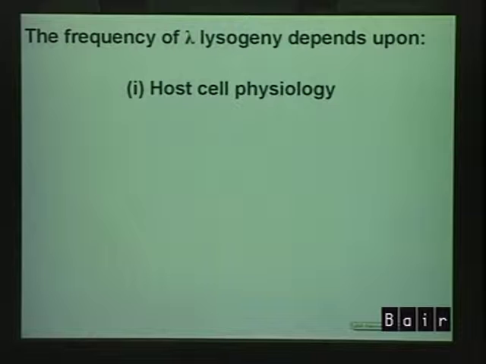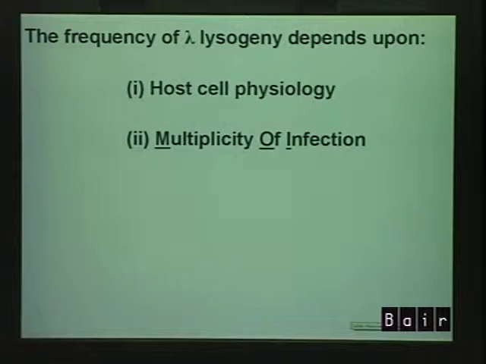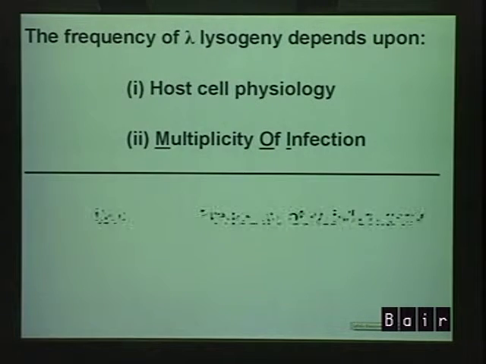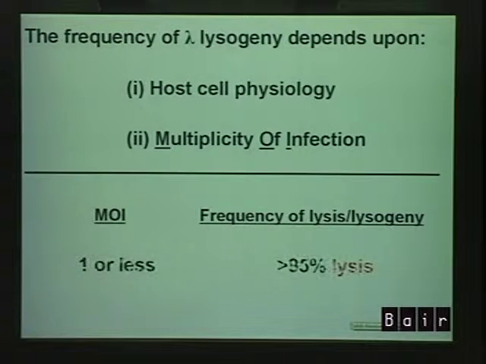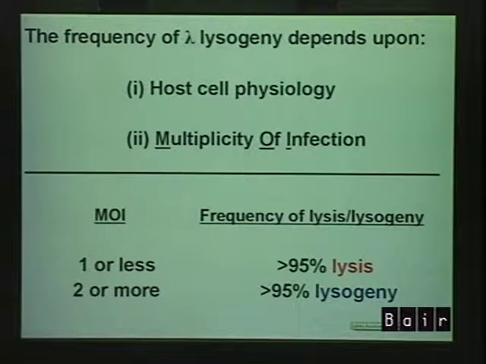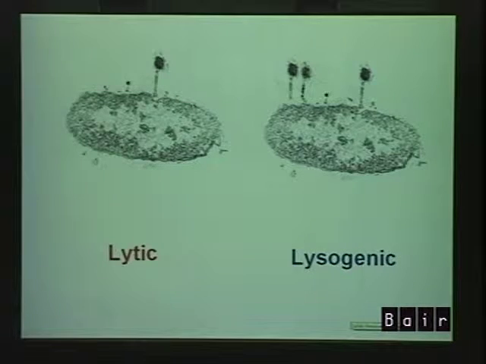One, host cell physiology, and more importantly, the multiplicity of infection, or the MOI, and this is the number of bacteriophage per cell. In this case, if there is one or fewer phage per bacterial cell, your chances are likely that there's going to be a lysis. It's going to go through a lytic life cycle. If there are two or more phage infecting the bacterial cell, or two or more phage genomes in the cell, your chances are that you're going to form a lysogen. And we're using this property to help form the basis of our tool.